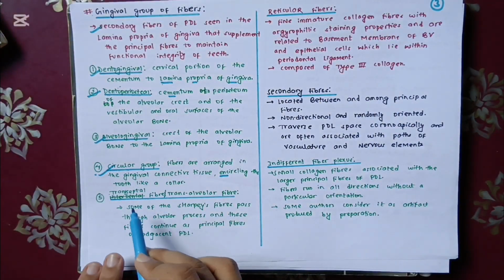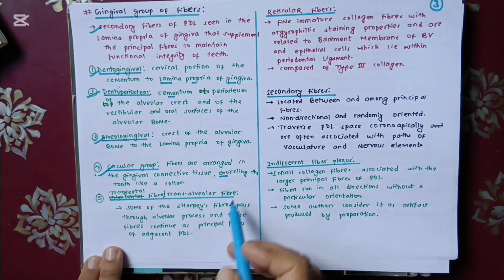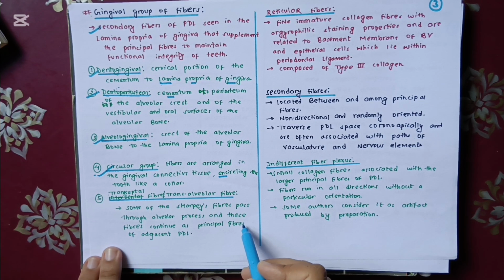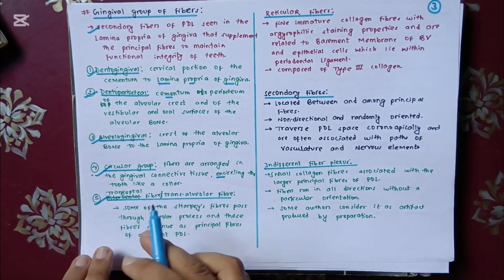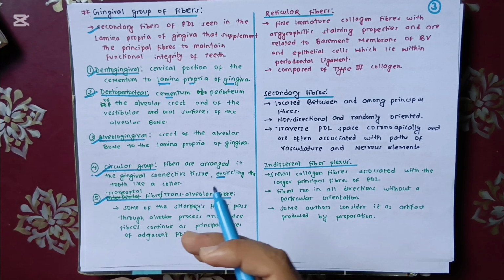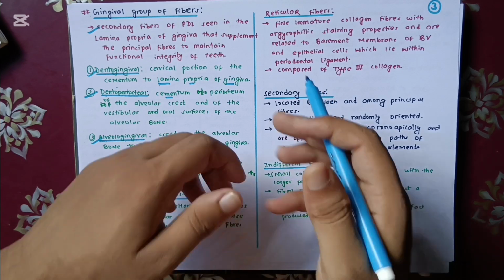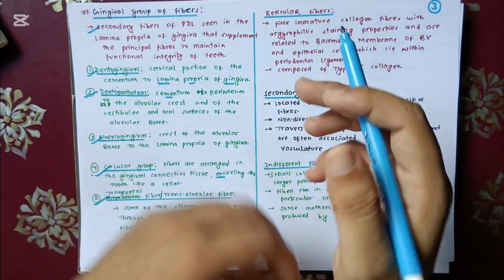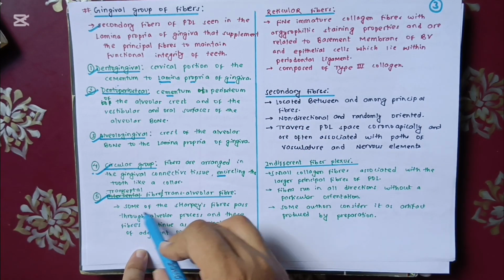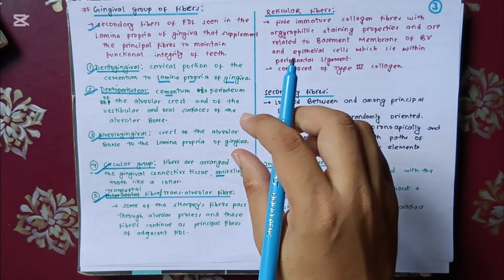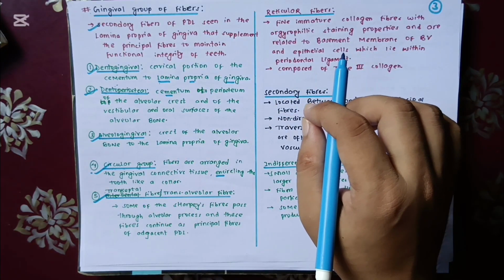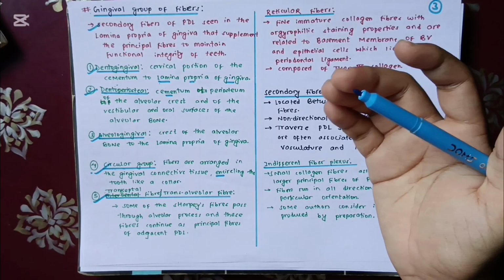After that, our last type of fiber is the transseptal fiber or the transalveolar fiber. Some of the surface fiber pass through the alveolar process, and these fiber continue as the principal fiber of the adjacent periodontal ligament. This is not much difficult to understand. You just have to remember. Transseptal or transalveolar fiber means that gingival group of fiber that connects one periodontal space to the adjacent periodontal space of another tooth. It just penetrates the alveolar bone and comes outward in the other periodontal space.